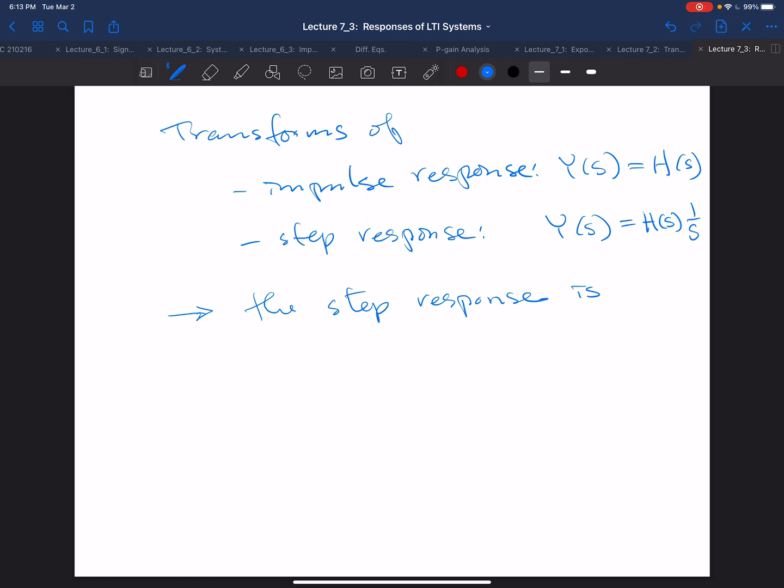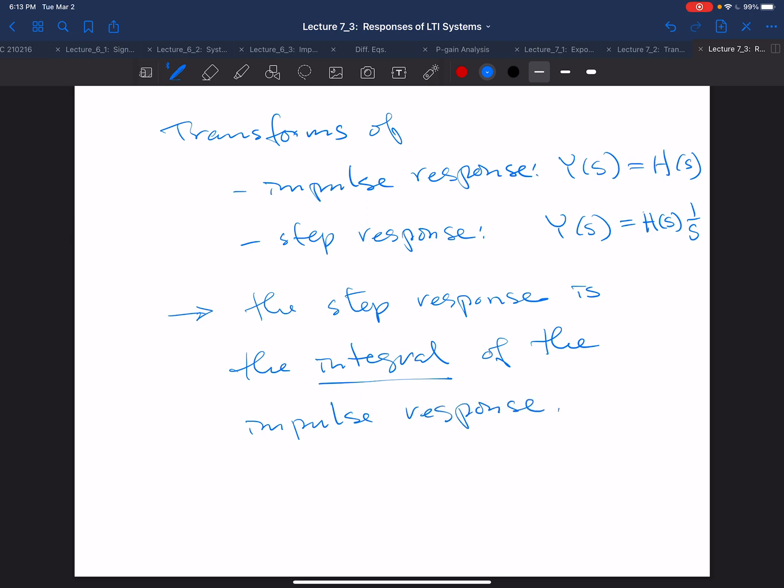Maybe pause the video if you want to think about it yourself. Spoiler alert: by the differentiation and integration property of the Laplace transform, multiplying by 1/s in the Laplace domain, at least in the case where all initial conditions are 0, amounts to integrating in the time domain. So the step response is just the integral of the impulse response.